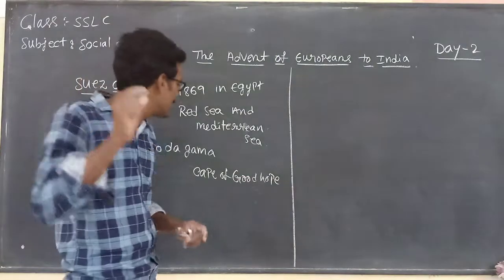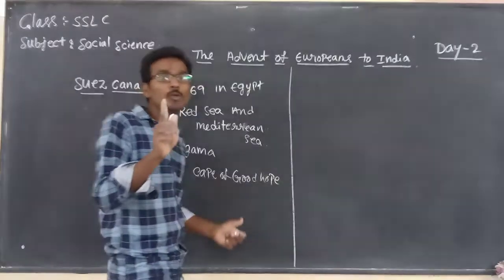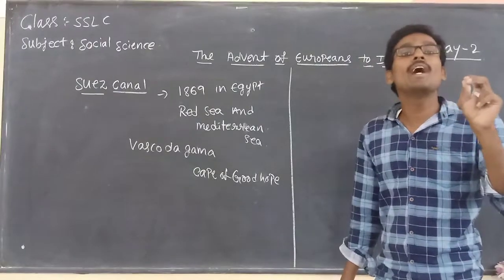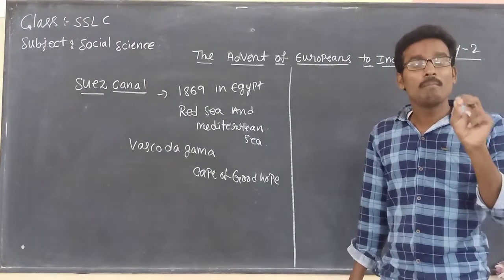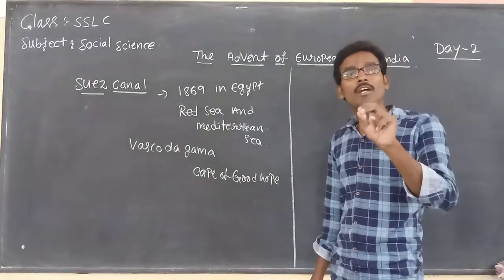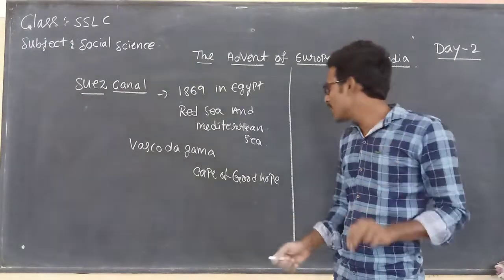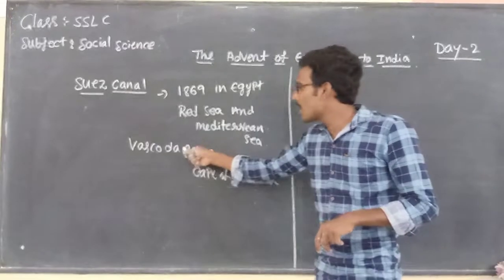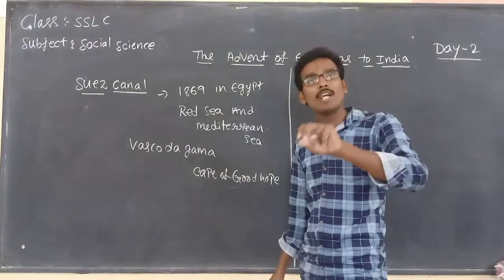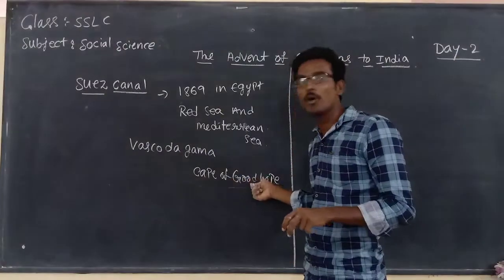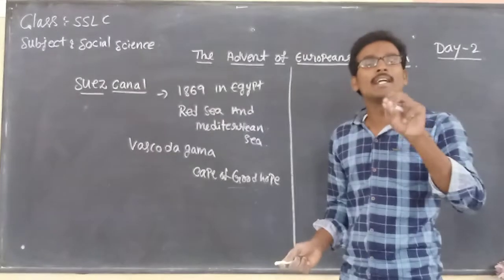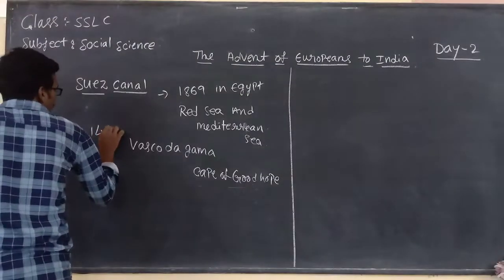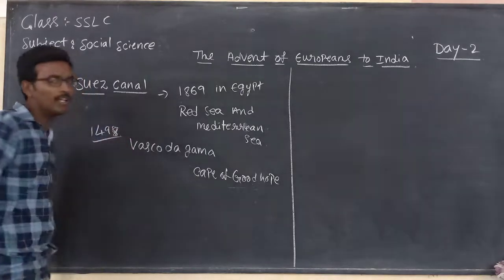While we are listening to the words Cape of Good Hope, you may remember one name, that is none other than Bartholomew Diaz. For the first time, Bartholomew Diaz tried to find a sea route to India. At that time, he reached the Cape of Good Hope. After that, Vasco da Gama also travelled the same route by passing the Cape of Good Hope. After that, he reached India, the Calicut region, in the year 1498.